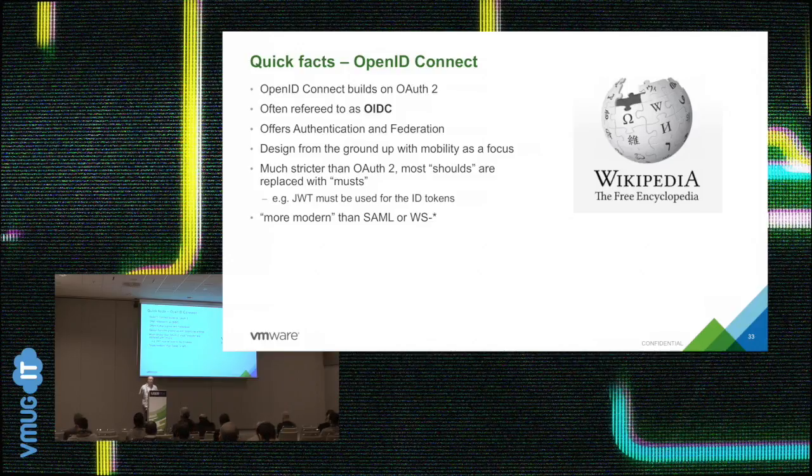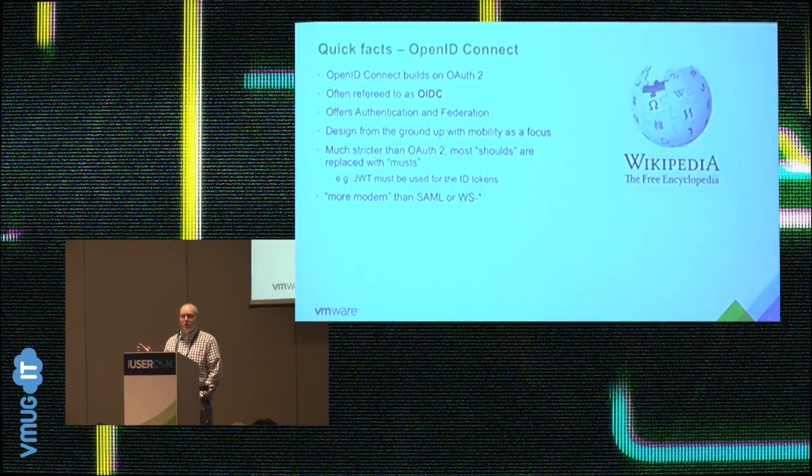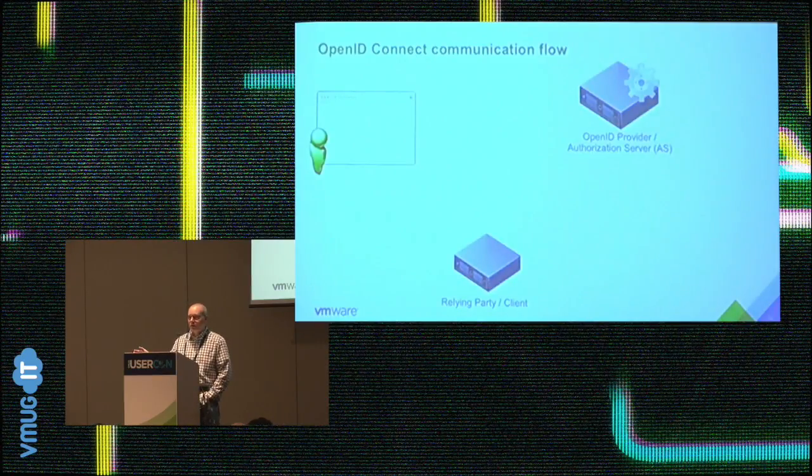OpenID Connect is much, much more strict when it comes to what is allowed and what is possible, where OAuth 2 is very flexible. The tokens can be pretty much anything that you pass between these systems. So the different parties are an OpenID provider or an AS, and a relying party or the client. OpenID Connect is used for authentication, where OAuth 2 is not.